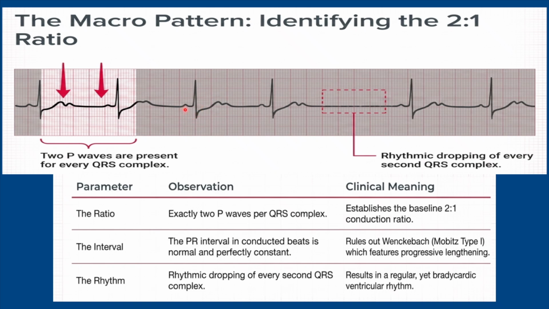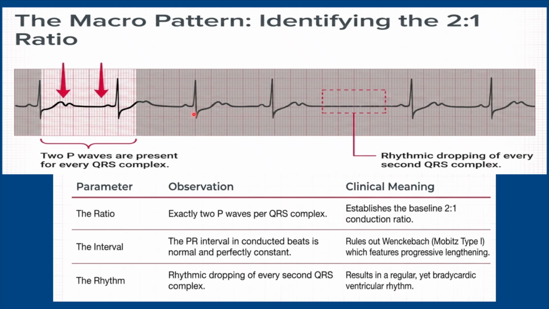We should have one P wave per QRS complex. But here you will find two P waves, but one QRS complex conducted. So this will establish the baseline of 2 to 1 conduction ratio. What about the PR interval? In the conducted beats, actually they are normal and perfectly constant. So in the conducted beats, there is no abnormality. And this will rule out Wenckebach or Mobitz type 1 because there is no gradual prolongation of the PR interval.